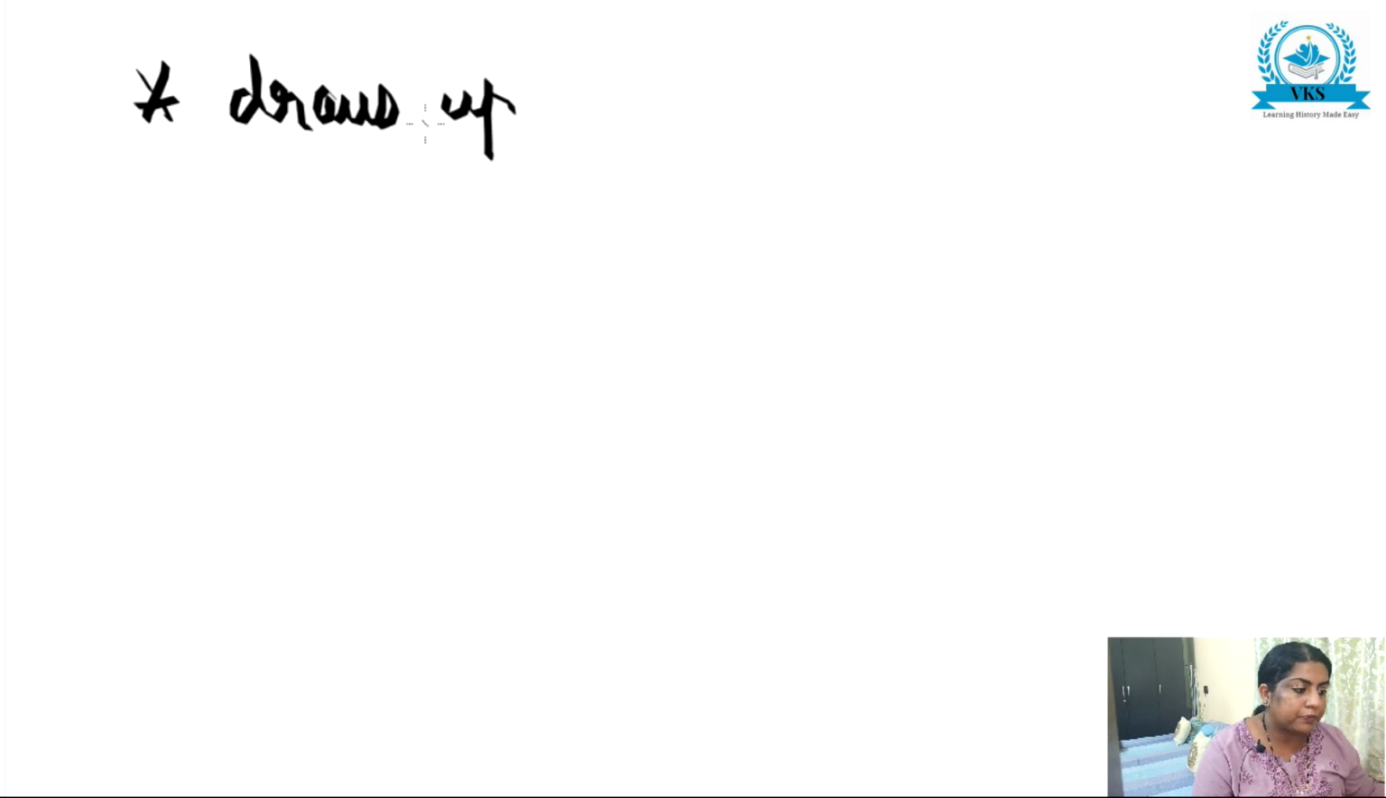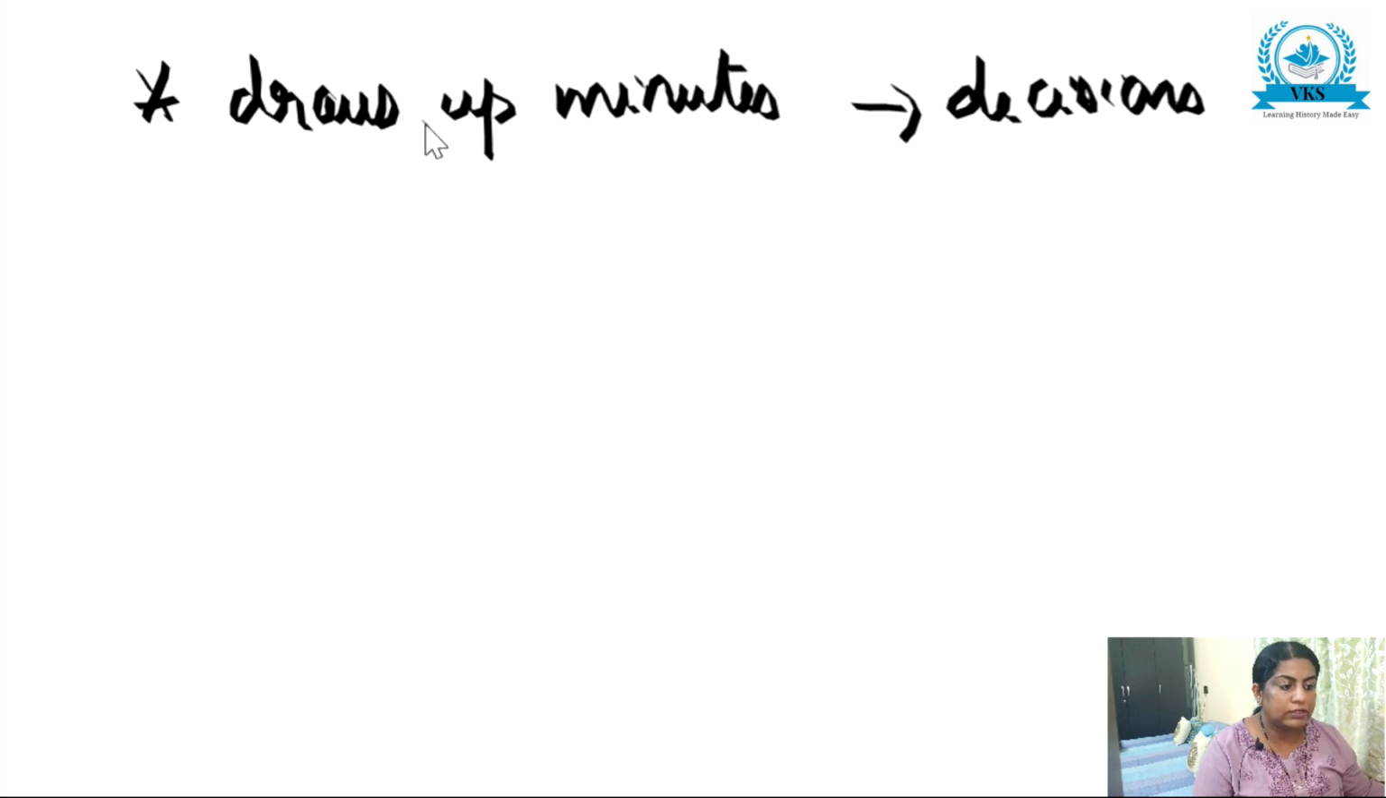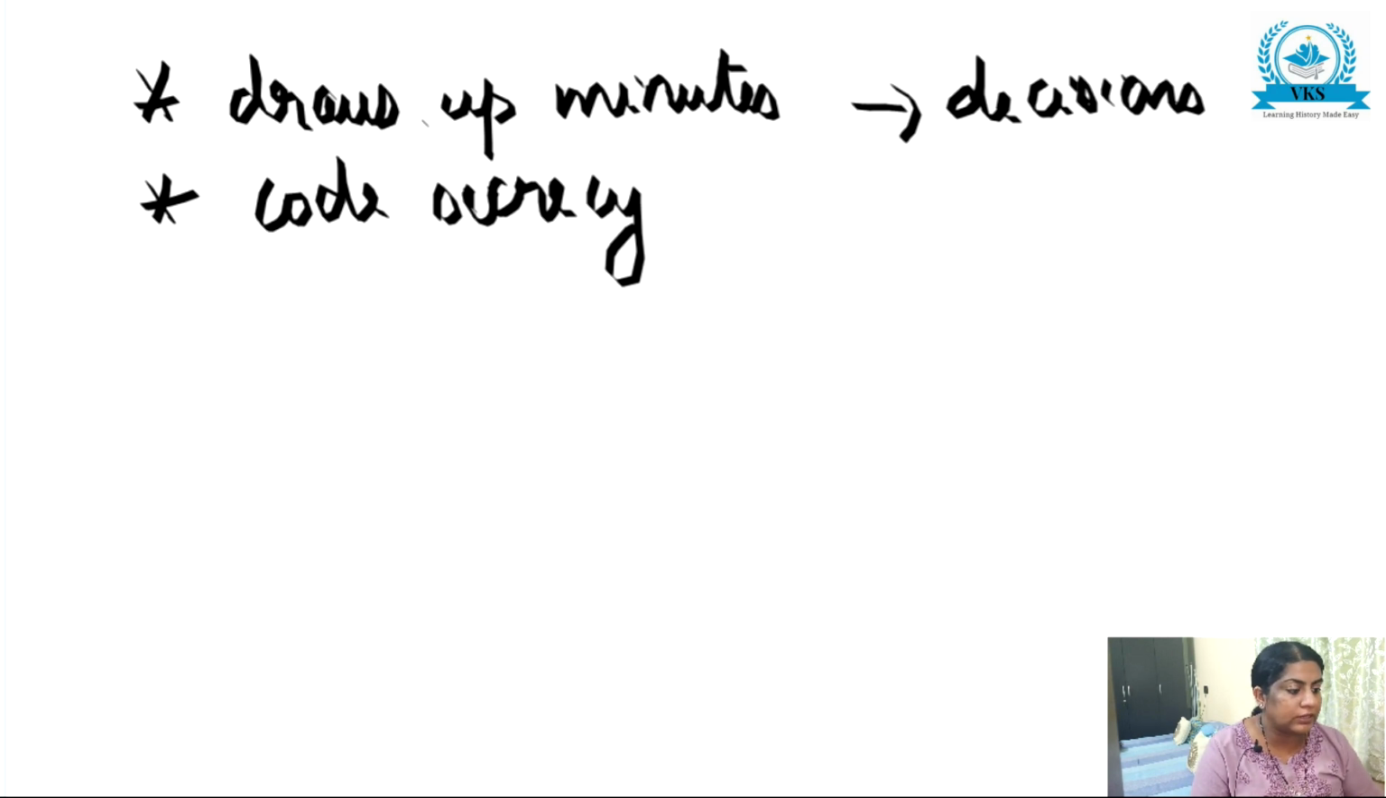The next one, in cabinet meetings, he draws up the minutes which contain the decisions reached. So the cabinet secretary during the cabinet meetings draws up the minutes which contain the decisions reached, and he has to follow the code of secrecy. The cabinet secretary always has to follow the code of secrecy. That also is the duty.